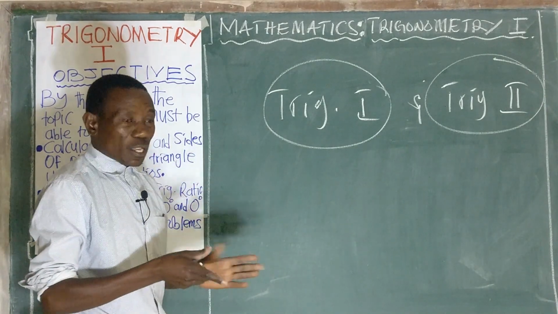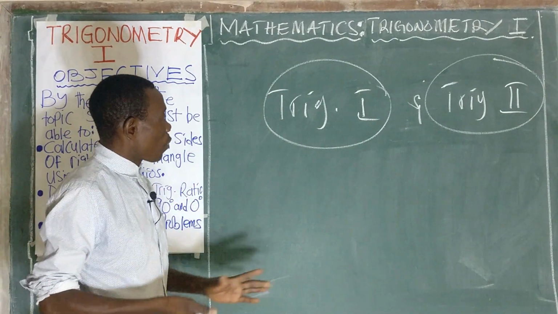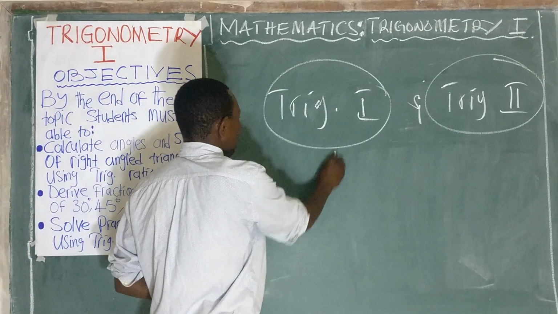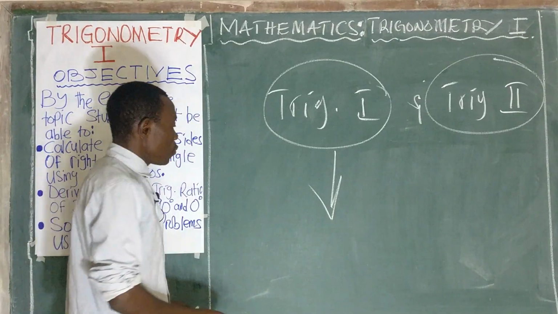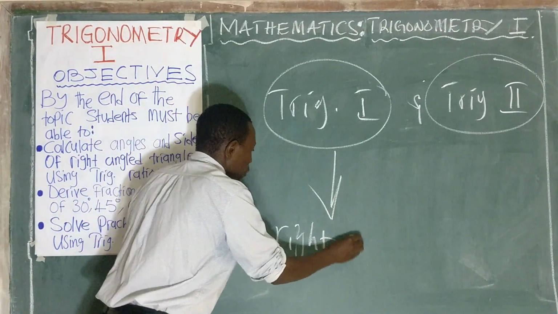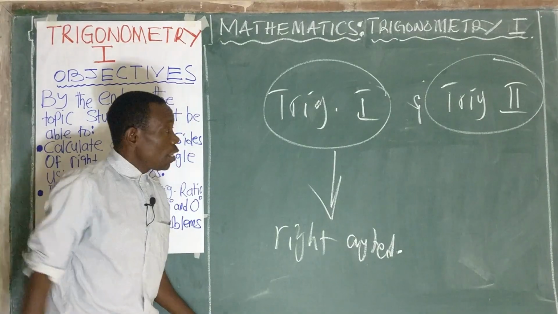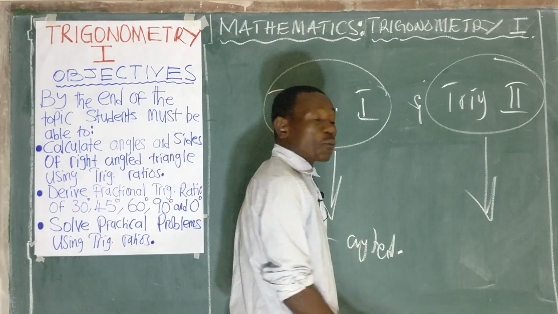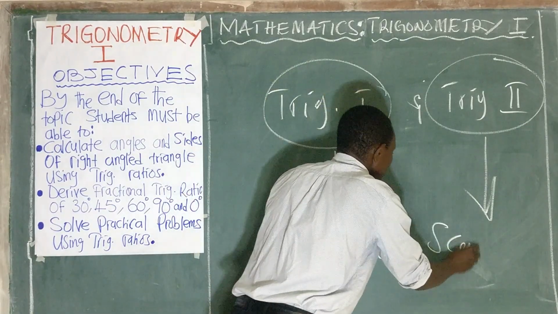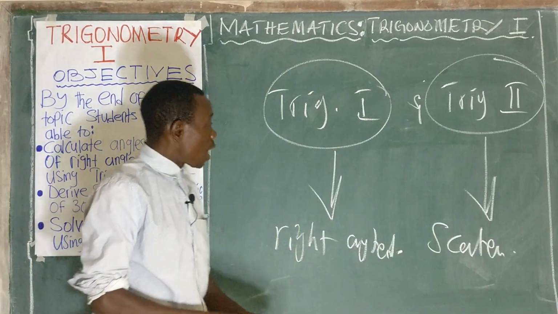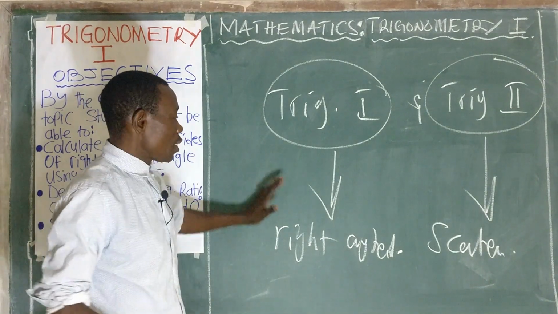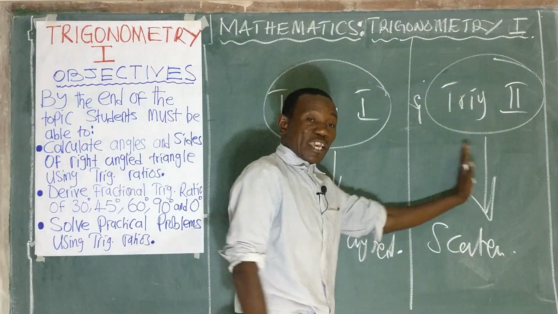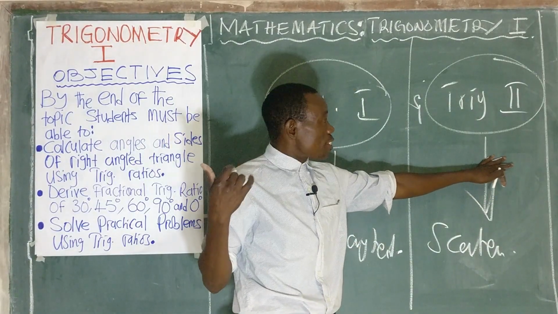So the moment we talk of Trig 1 and Trig 2, we are talking of categories of triangles, where we look at the relationship that exists between the sides and the angles. In Trig 1, specifically, we'll be dealing with triangles which are right-angled. In Trig 2, the discussion will look at triangles which are not right-angled. These are known as scalene types of triangles, which in their nature don't have a right angle. So that one is left for another level. We'll look at it at the class level, that is Form 4.